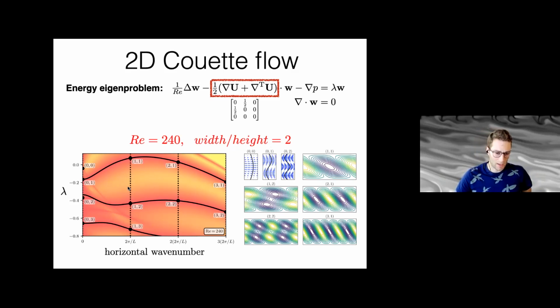If you look at the plot here on the left, ignore the colors and the curves, just look at the black dots. For various admissible horizontal wave numbers that fit within the domain, we have different black dots, and at least one of them has an eigenvalue lambda that's positive. What this means is that the energy for perturbations in this eigenmode will grow at this Reynolds number. So this is not an energy stable Reynolds number, and I cannot conclude, using the energy as a Lyapunov functional, that the laminar state is globally attracting at a Reynolds number of 240.